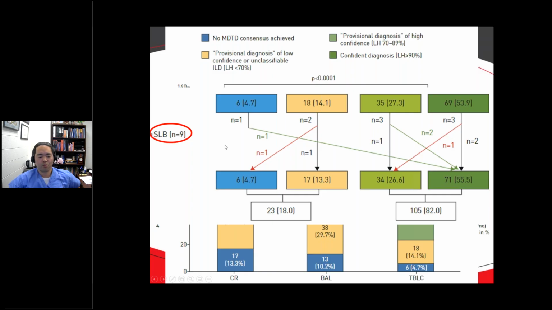So basically it's the same thing that we found in the COLDICE study: when you are highly confident of a diagnosis on cryobiopsy, it's probably going to correlate pretty well with your surgical lung biopsy. When you have moderate confidence of a diagnosis through transbronchial lung cryobiopsy, surgical lung biopsy may help you, but in cases in which there's low confidence or it feels unclassifiable, even surgical lung biopsy is not going to help you.